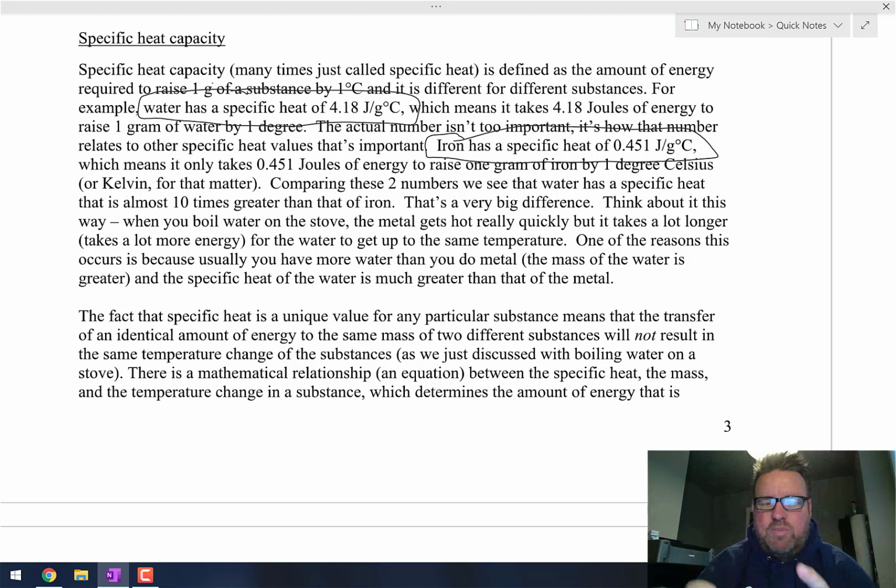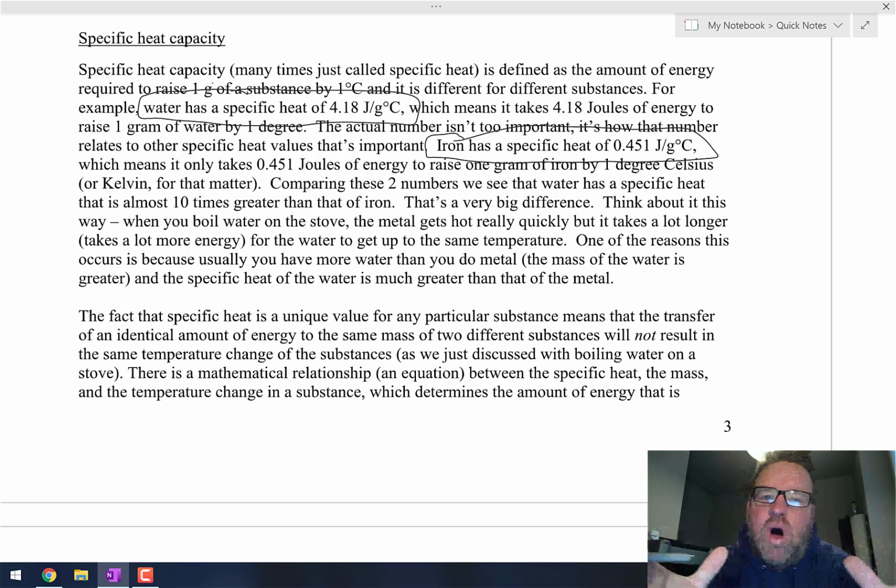You have a piece of metal sitting on the ground on a really hot day, that piece of metal is going to get really, really hot because, again, it doesn't take very much heat, very much energy, to heat up that iron. Whereas water, it does.